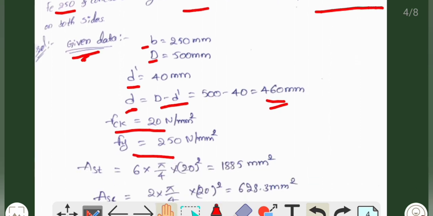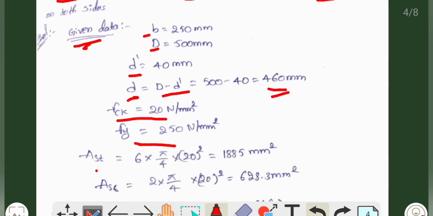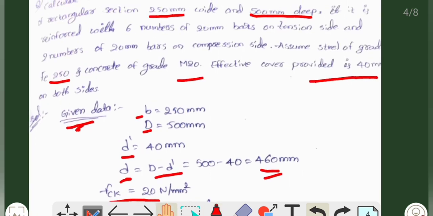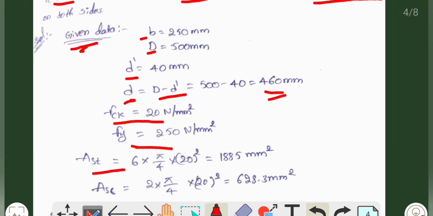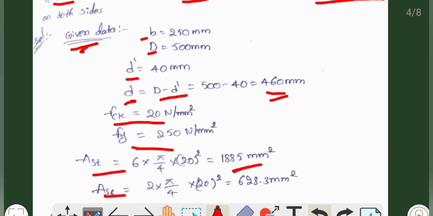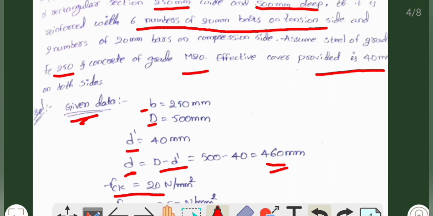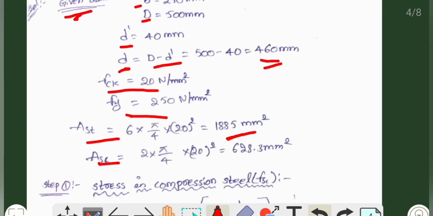Then Ast, the area of tension reinforcement, equals 6 numbers of bars into pi by 4 into 20 square. We get Ast equal to 1885 mm square. Then compression reinforcement Asc equals 2 numbers of 20 mm bars, 2 into pi by 4 into 20 square. We get 628.3 mm square.